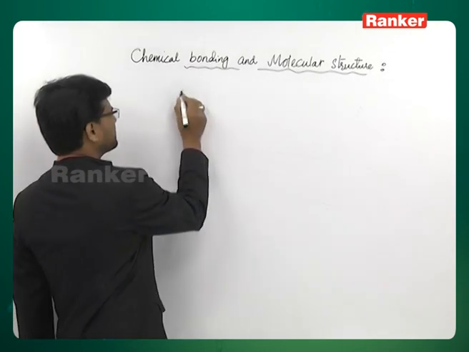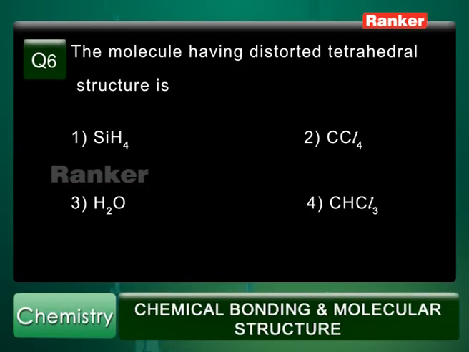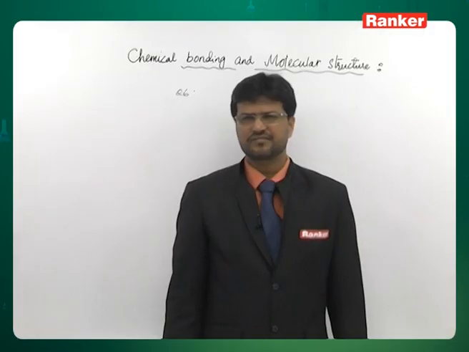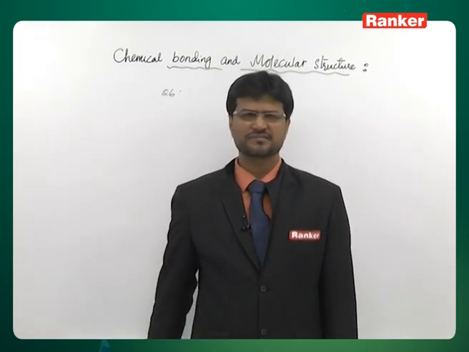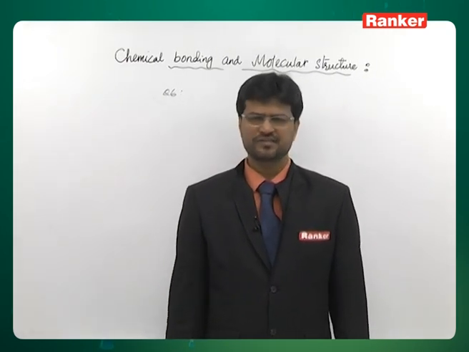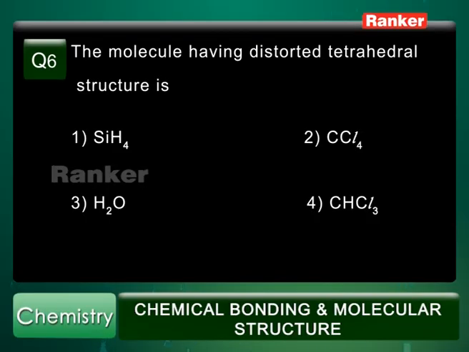Now, question number 6. The molecule having distorted tetrahedral structure. See, if the central atom has identical surrounding atoms, then it will have a regular tetrahedral structure. CCl4 has a regular tetrahedral structure because all the surrounding atoms are same. Water molecule is not a tetrahedral molecule because it is a triatomic molecule, it is angular. SiH4 is a tetrahedral molecule and all the surrounding atoms are same.